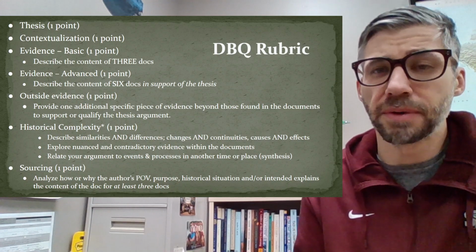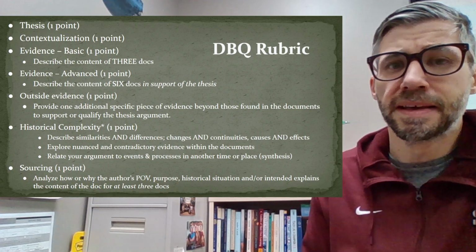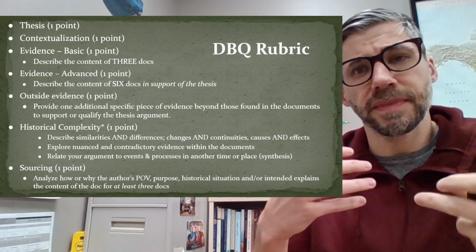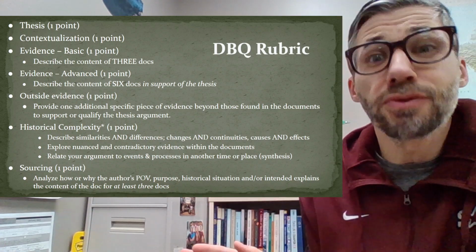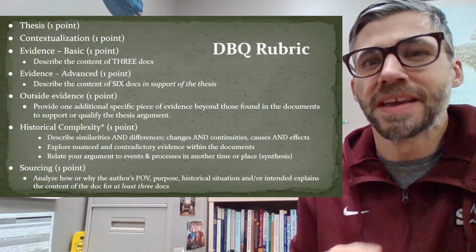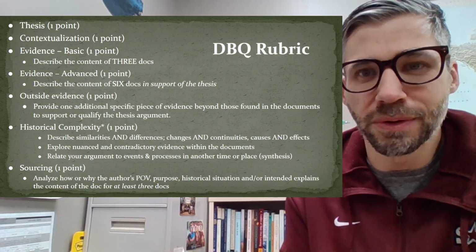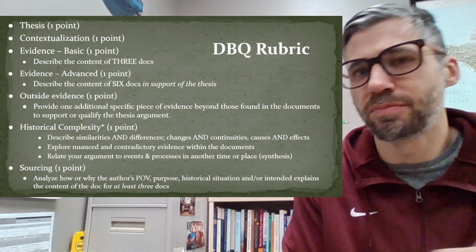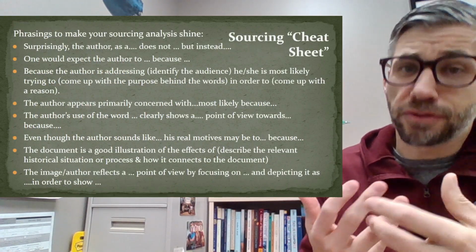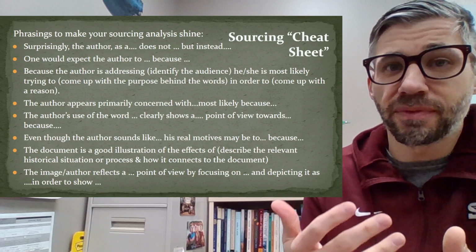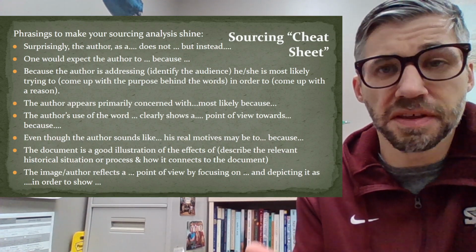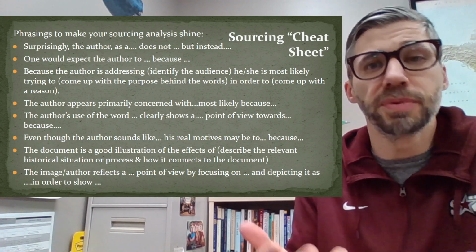And then the sourcing point, which is the newest skill for us, where you are kind of the narrator in the room. You're looking to the reader and saying, here's what's going on with this document. Here's why this particular writer is doing this, or this document is a really great example of this broader process. Sourcing is a tricky skill, which is why I provide the sourcing cheat sheet for every DBQ that you do. I really want to encourage you to use these sentence stems, students. I think this will help you along.